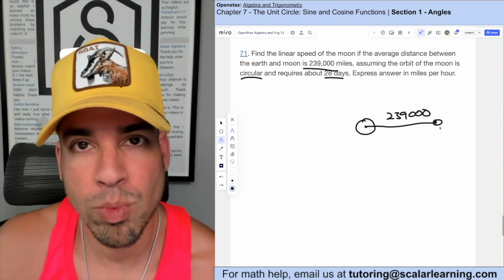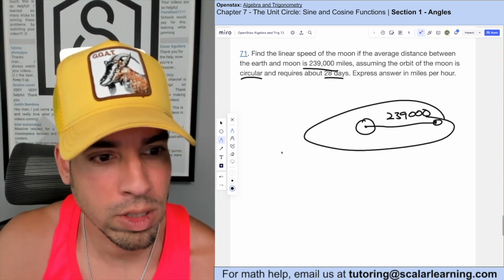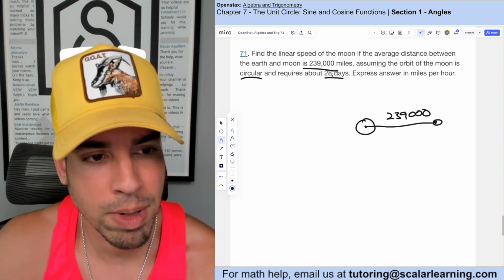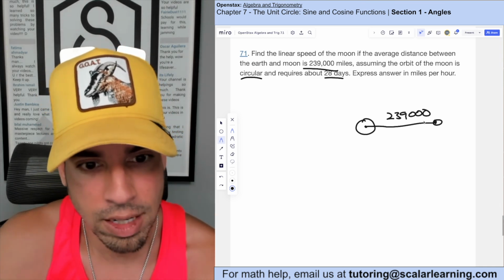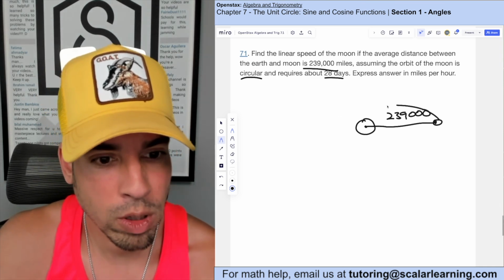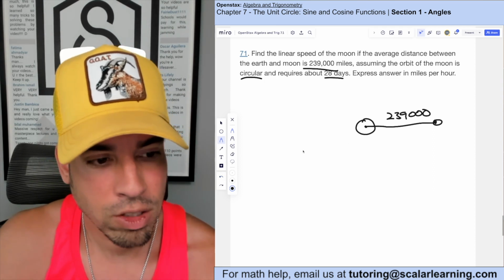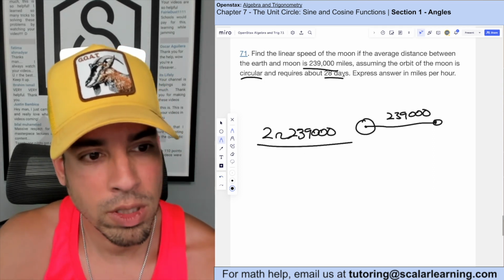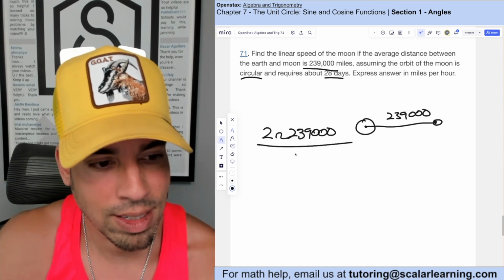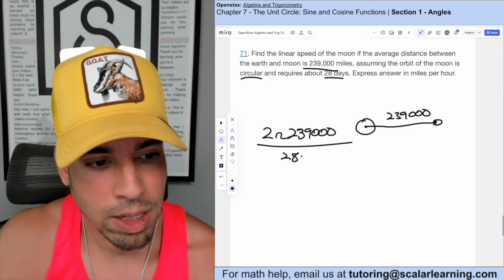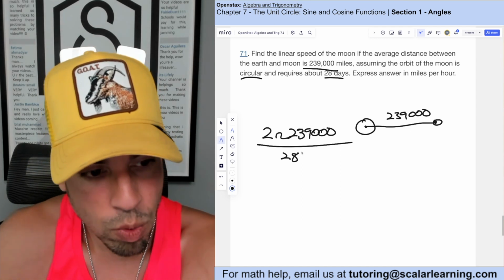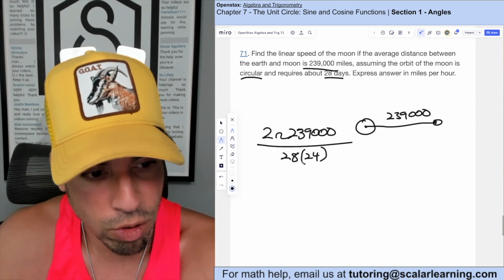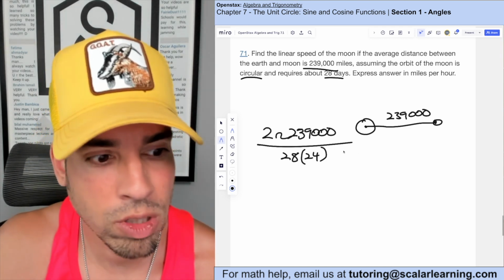So what this means is we can calculate the distance traveled in miles and then divide by the number of hours there are in 28 days. So the distance traveled going all the way around is that circumference, which is 2 pi times the radius. And then to get this in miles per hour, this is in days, so we have to divide by the number of hours, which is 28 days times 24 hours per day. So this is what we can use to get our solution.